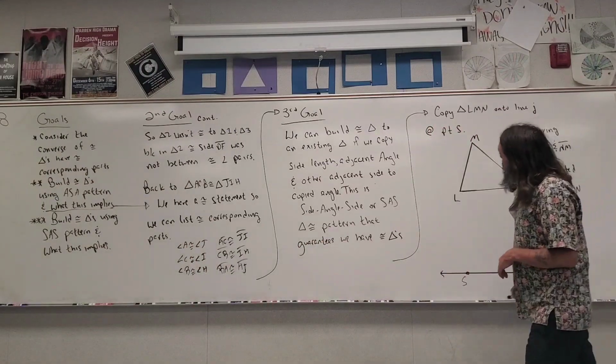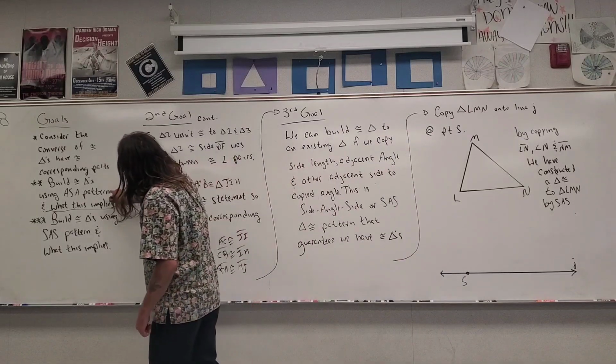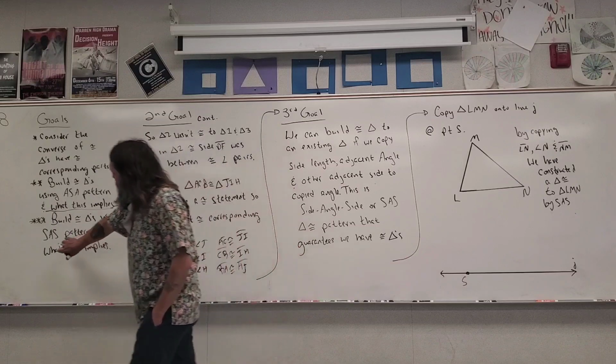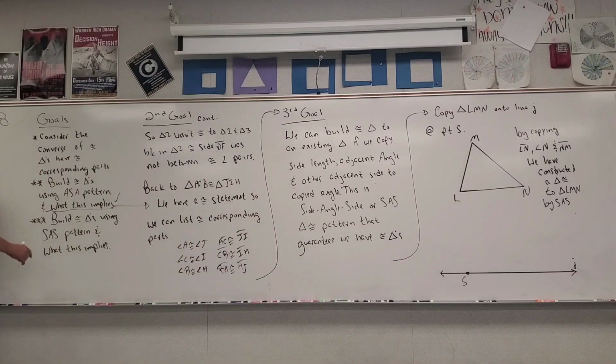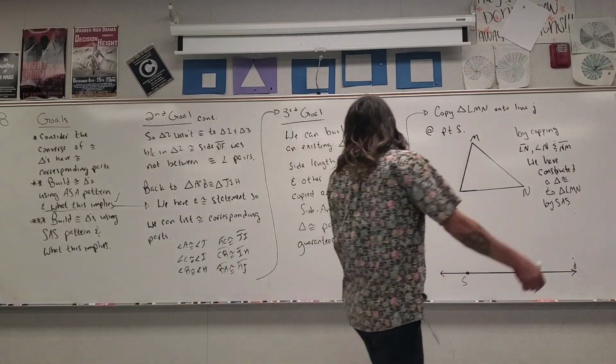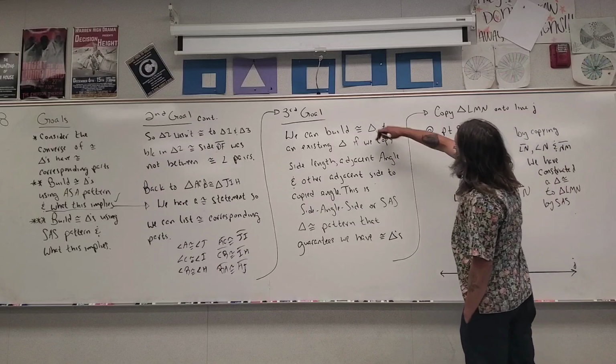All right, so I'm going to check off the second goal, and we're going to move on to the third goal. Our third goal is to build congruent triangles using the SAS pattern. That stands for the side angle side pattern, and what this implies, guess what? It implies the same thing. So we can build congruent triangles.